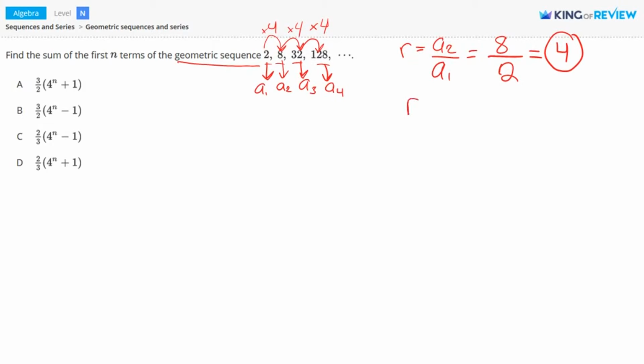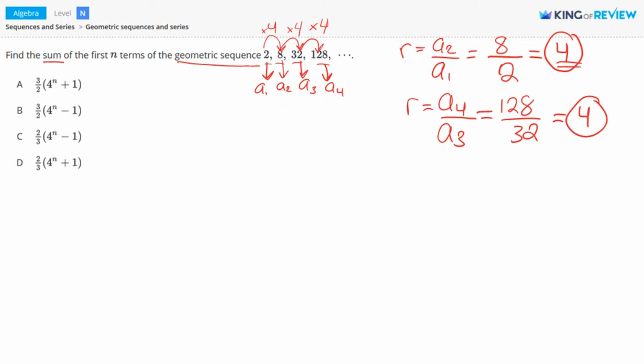For instance, r equals A4, and if you put a specific term in the numerator, you must use its previous term in the denominator. So the previous term in this case is A3. A4 divided by A3. So this is 128 divided by 32, and this equals 4, which is what we found here as well. So 4 is the common ratio of this geometric sequence.